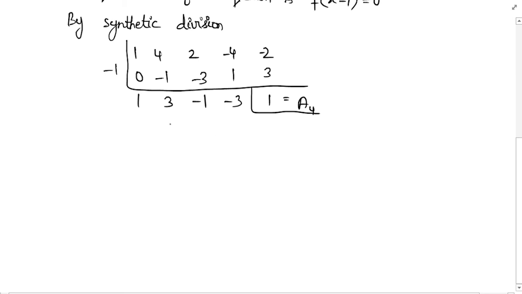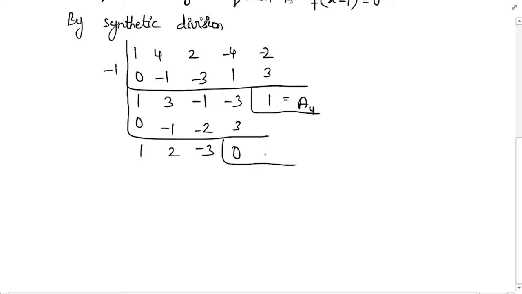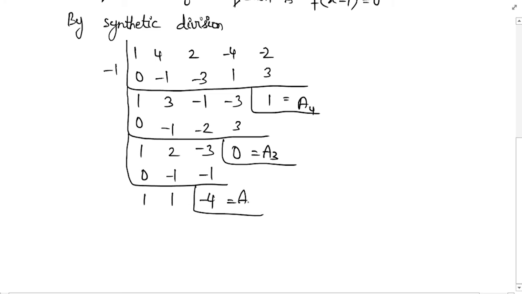Okay, so now this is 0, and again we will do with the minus 1 only. So here it is 1, then minus 1, 2, minus 2, minus 3, then it is 3 here. So this is 0. Okay, which is equal to A3. Okay, so again this is 0. So 1, minus 1, this is 1. This is minus 1, so this will be minus 4, which is equal to A2.